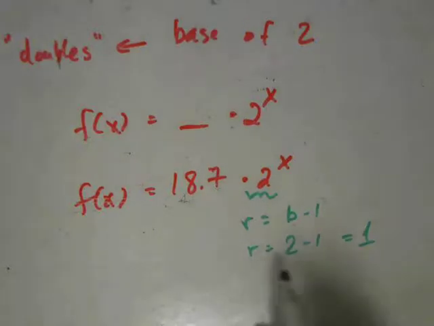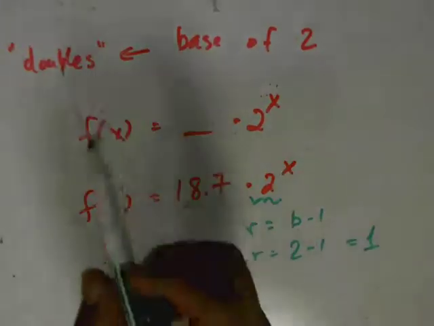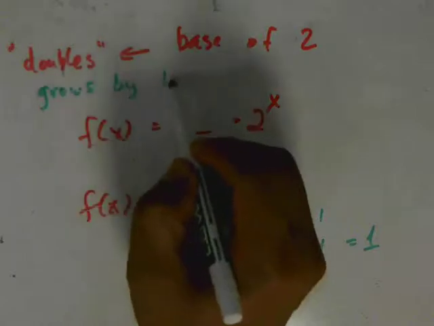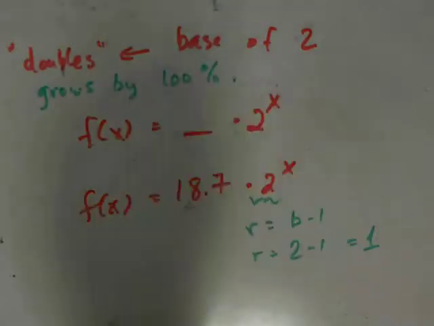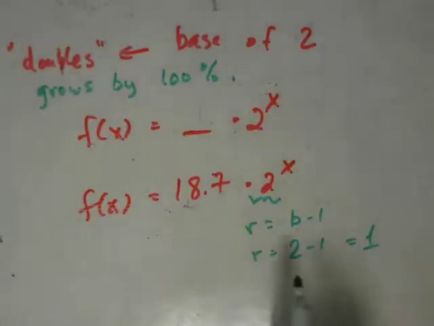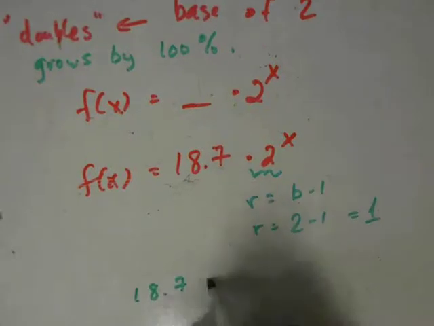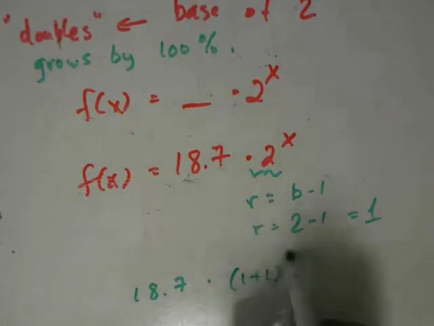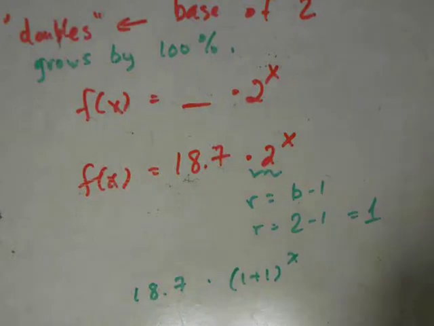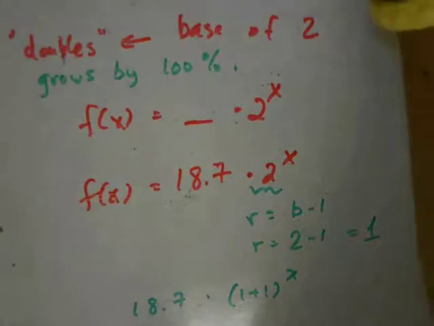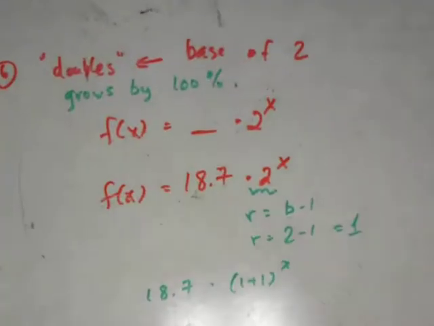And this is really saying it's growing by 100%. Doubles means that it grows by 100%. And hence this is really saying 18.7 times 1 plus 1 to the x. Same idea. I just wanted you to see where these numbers come from, so it doesn't seem totally weird and random.